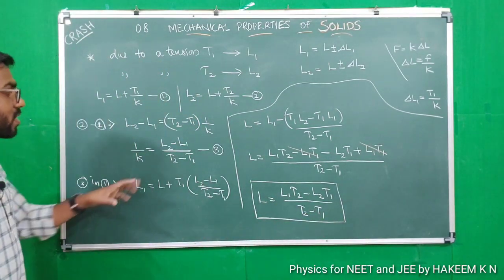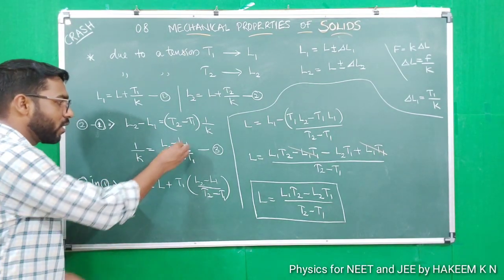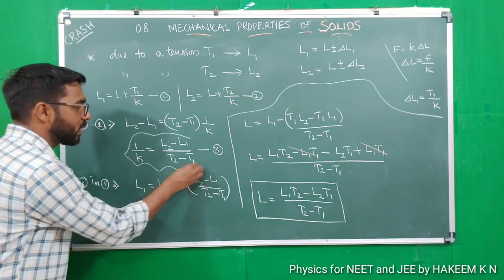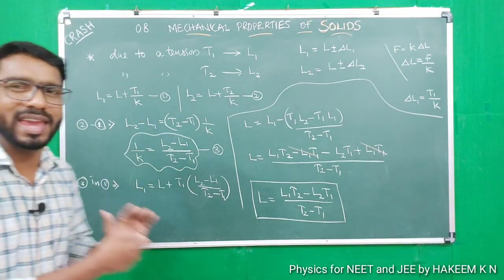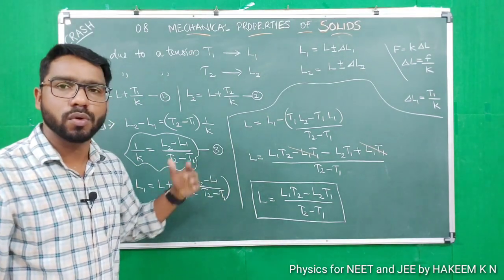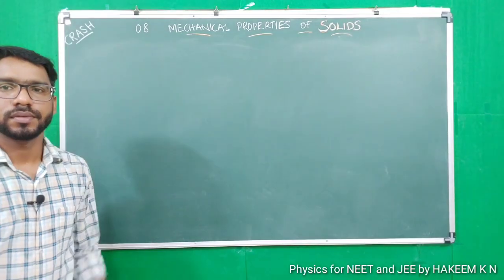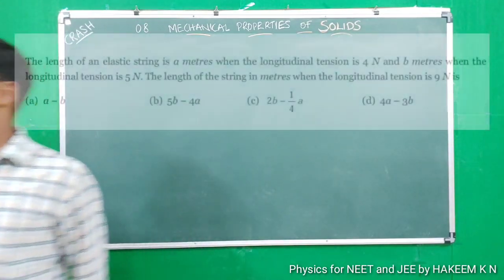And here, then what will be K, the force constant? 1 by K we will get L2 minus L1 by T2 minus T1. Then K, the force constant, will be T2 minus T1 by L2 minus L1, or T1 minus T2 by L1 minus L2.